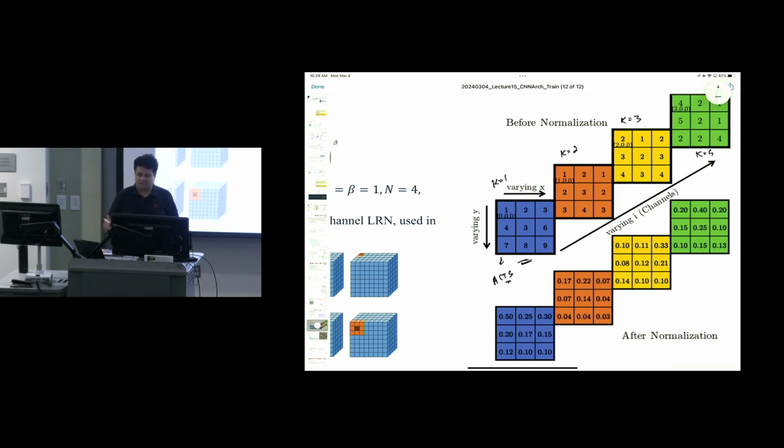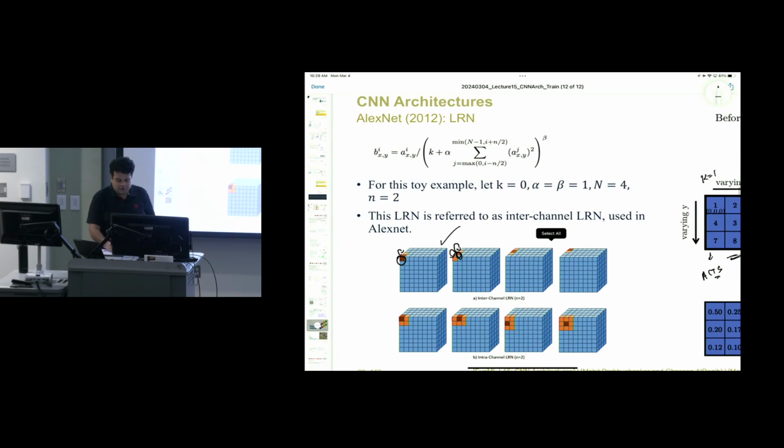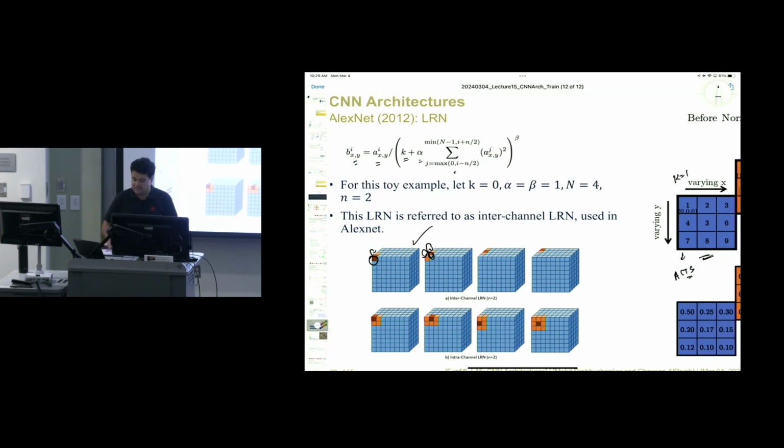If you do normalization, what you're going to do is based on this formula here. Your B, which is the output after normalization, is the initial element A before normalization divided by some scaling factor K plus alpha into the sigma, which is the summation, a_j x,y whole square in the nearest neighborhood, all to the power of beta. So let's actually go through this example and see how we get it.